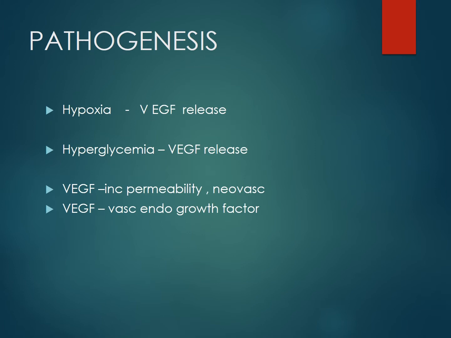So what is the pathogenesis for all these things? Because of these pathological changes, hypoxia is induced. This hypoxia will favor release of vascular endothelial growth factor. So the eye tries to overcome this hypoxia by releasing vascular endothelial growth factor. Similarly, hyperglycemia also favors release of vascular endothelial growth factor. When vascular endothelial growth factor is released, there is an increase in permeability and also new vessel formation. This is called neovascularization.